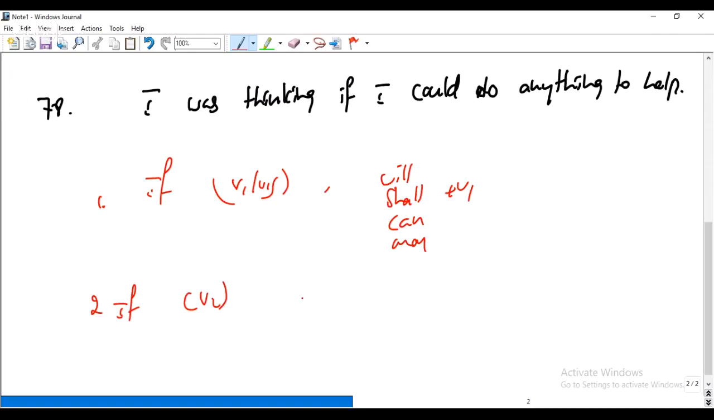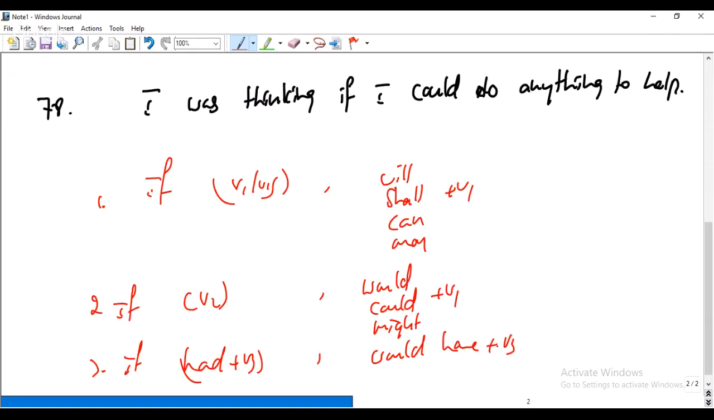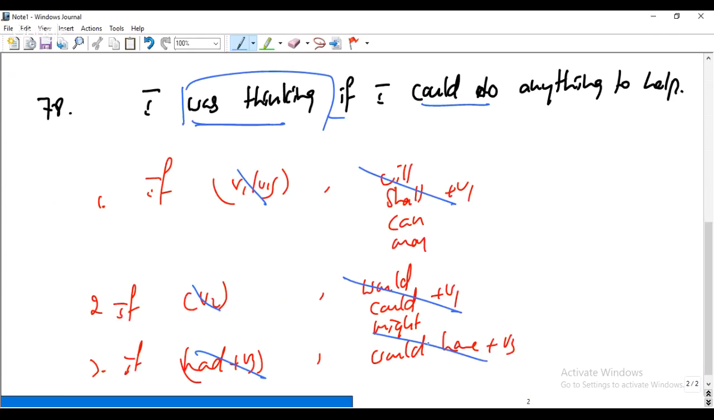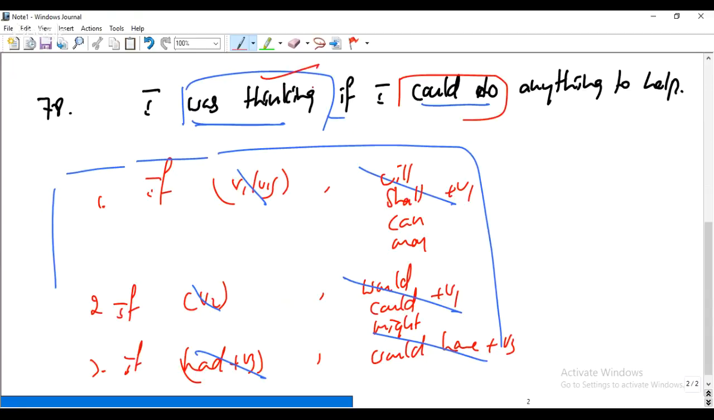What about the second class? After if we get V2, in the second half we get would, could, might plus V1. What about the third class? After if we get had plus V3, the second half should be would have plus V3, could have plus V3, might have plus V3. So after if there is no present tense, there is no past tense, I mean V2, there is no had plus V3. And in the next half, there is no will V1, shall V1, can V1, may plus V1. Even would V1, could V1, might V1 cannot be seen in the first half here. Even this is not seen. It means it is not one of the if clauses. Now, in this case, after if we can accept could plus V1, would plus V1 with a past verb in the next half. Hence, there is no error in the sentence.